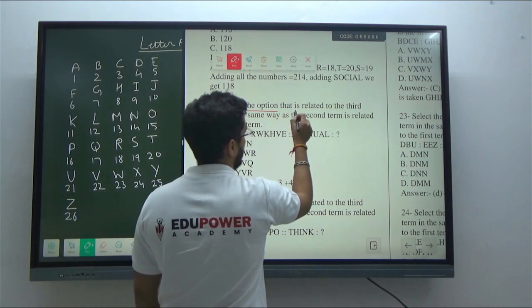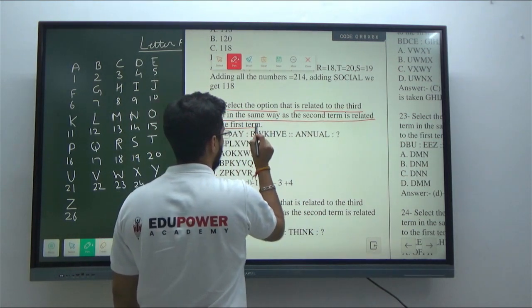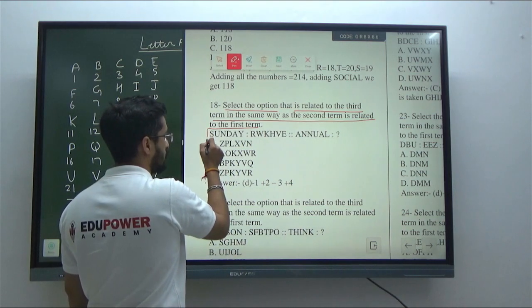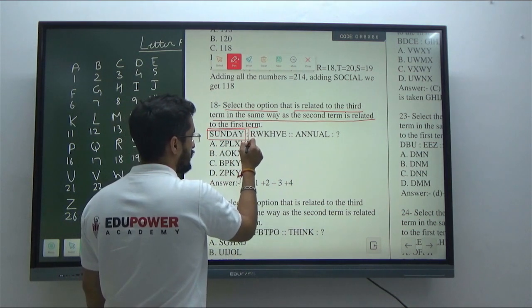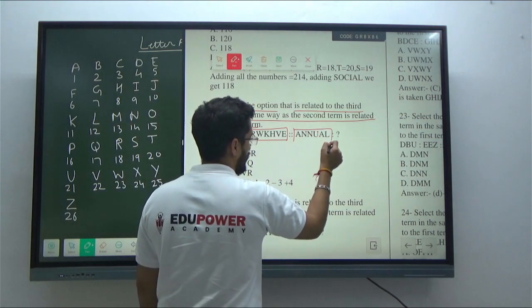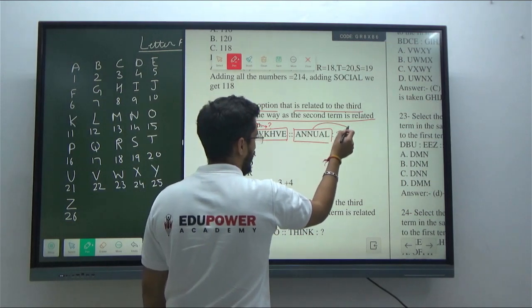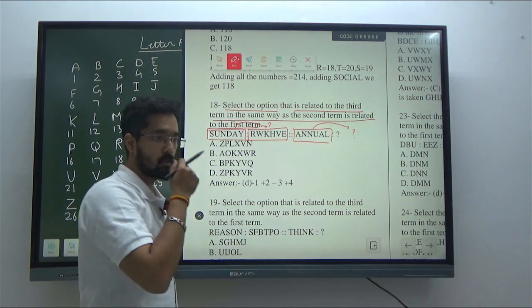Select the option that is related to the third term in the same way as the second term is related to the first term, है ना. तो Sunday is to RWKHV, तो Annual is to what, है ना. तो हमको ये रिलेशन देखना है कैसे आया, और उसके बेसिस पे Annual is to निकालना है कि किस तरह से आएगा.